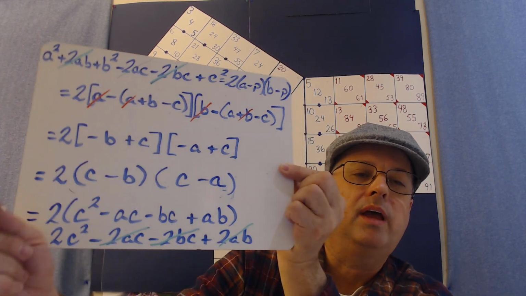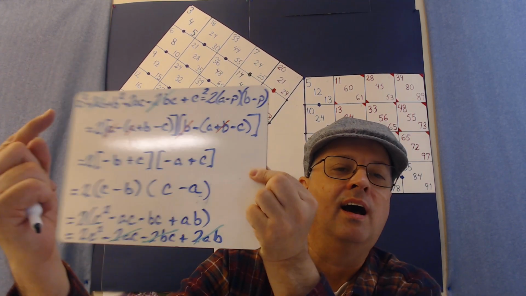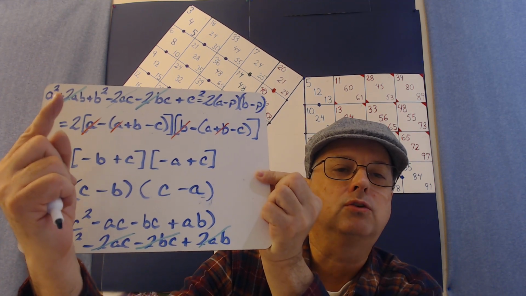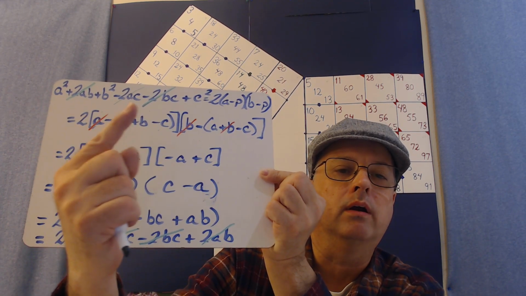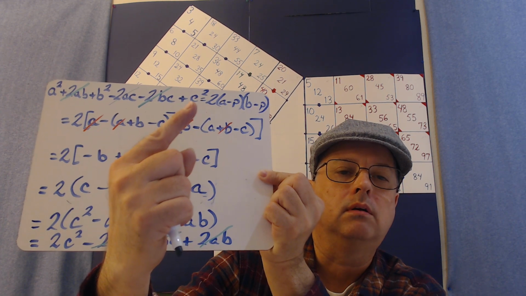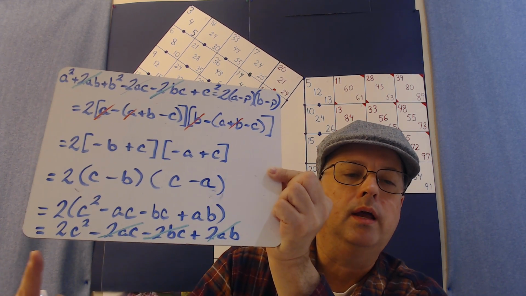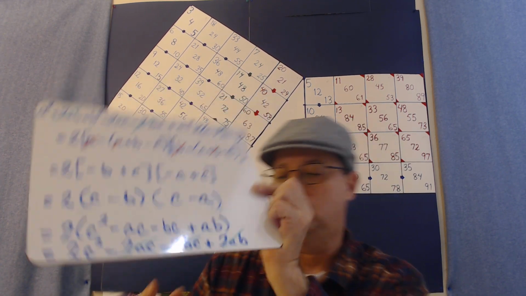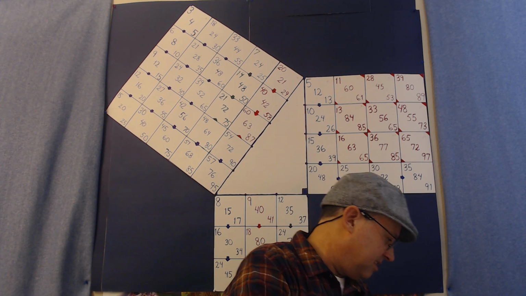Okay, so now what do we have left? A squared and B squared and C squared. And then over here we have 2C squared. Okay, so let's write that down. This is exciting. Are you seeing it happening? It's happening.